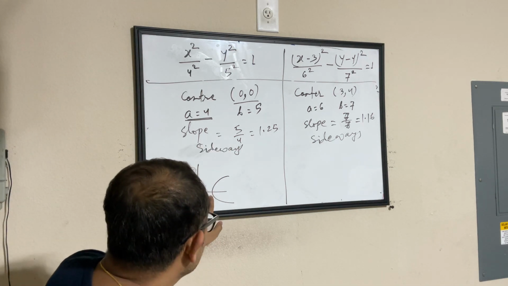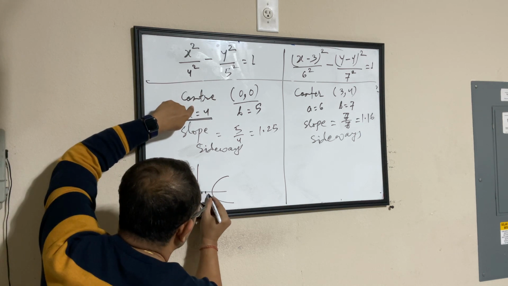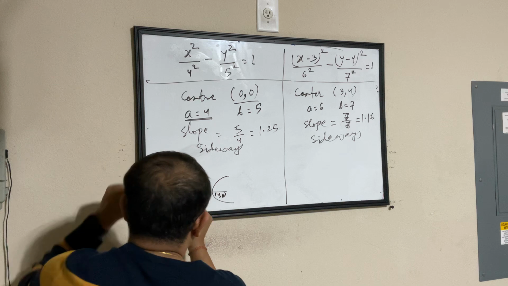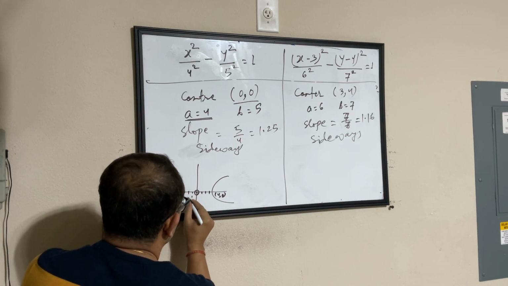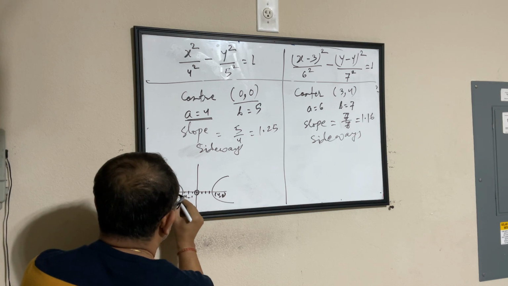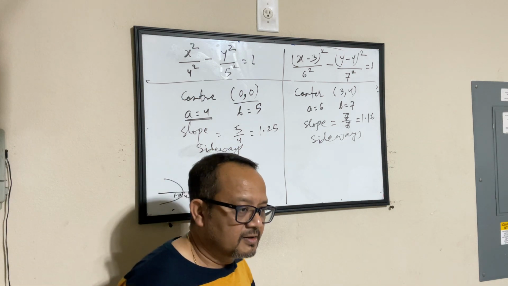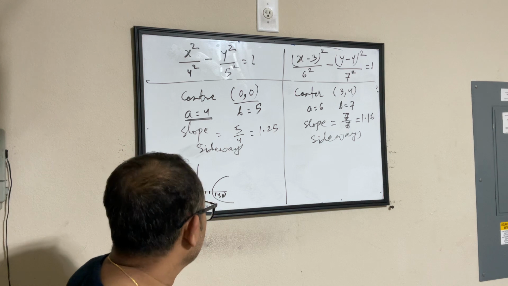Now, what are the coordinates of the vertices? My A is 4. So this will be 1, 2, 3, 4. So it will be 4, 0. And this will obviously be 1, 2, 3, 4, minus 4. So my coordinates will be minus 4, 0. So we have plotted this hyperbola.